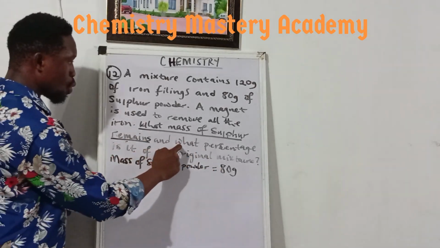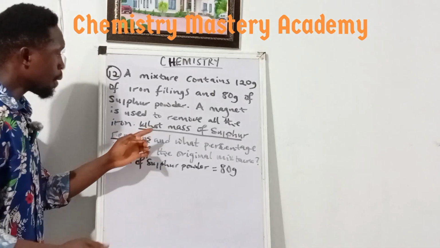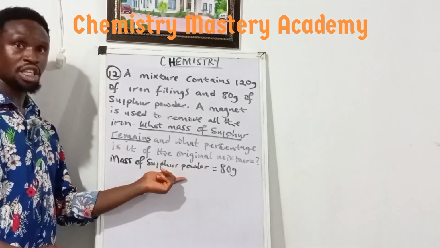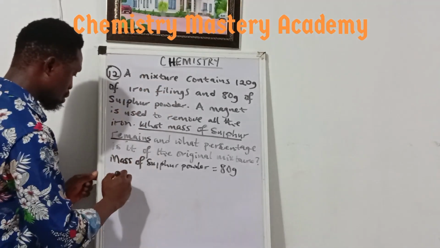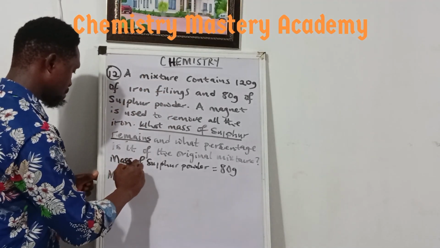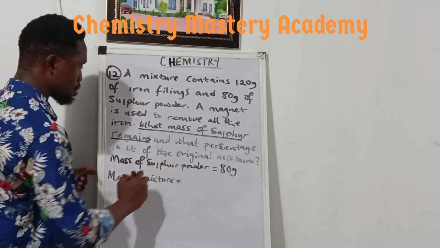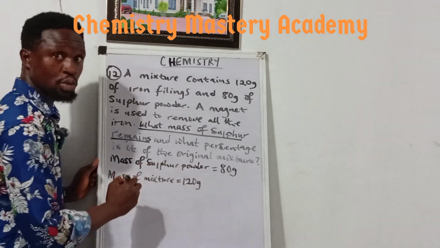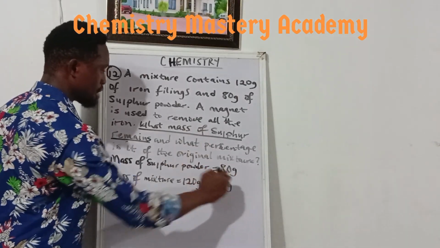The next question says, what percentage is it of the original mixture? That is, what percentage of this mixture is this 80 grams of sulfur? First of all, we know that the mass of the mixture is equal to the mass of iron filings, 120 grams, plus the mass of sulfur powder, 80 grams.